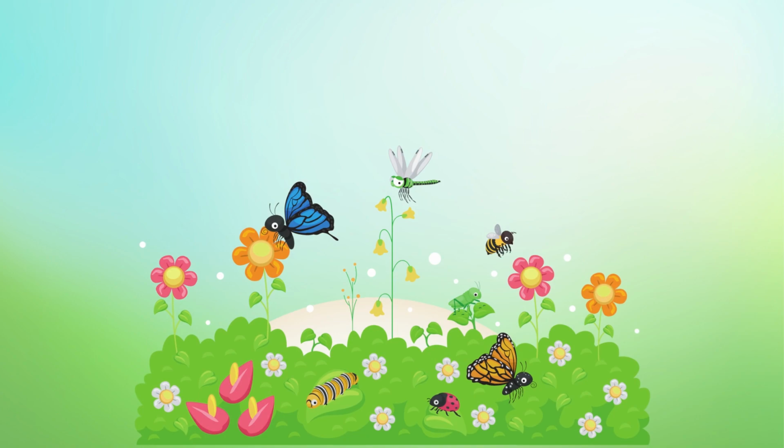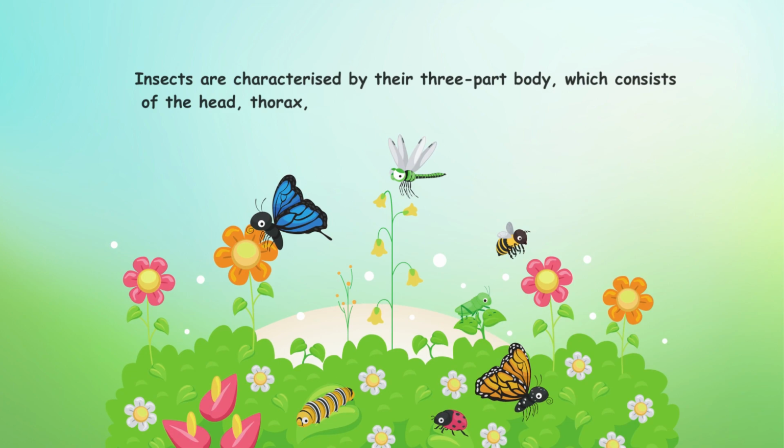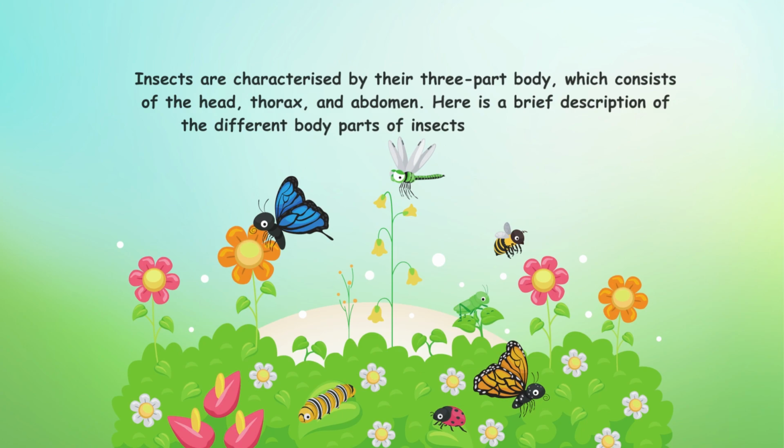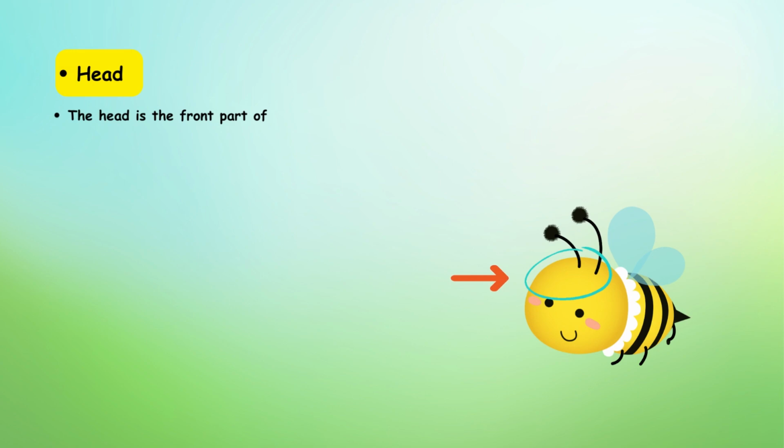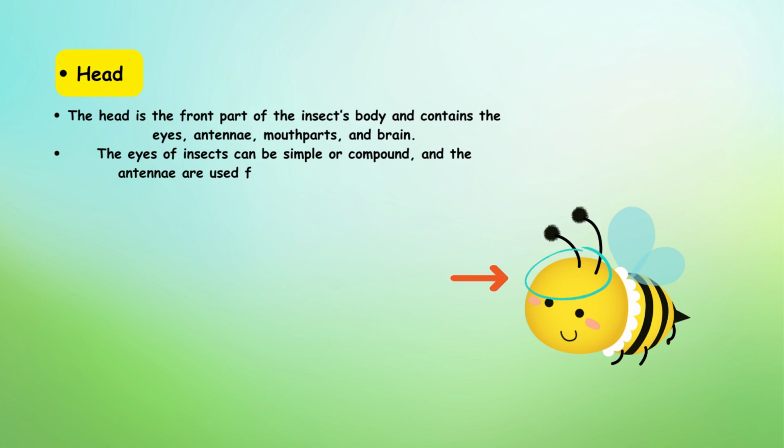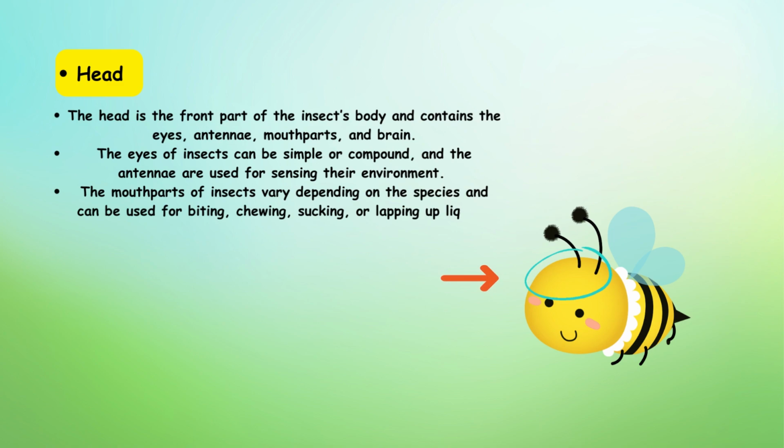Insects are characterized by their three-part body, which consists of the head, thorax, and abdomen. Here is a brief description of the different body parts of insects and their functions. Head. The head is the front part of the insect's body and contains the eyes, antennae, mouthparts, and brain. The eyes of insects can be simple or compound, and the antennae are used for sensing their environment. The mouthparts vary depending on the species and can be used for biting, chewing, sucking, or lapping up liquids.